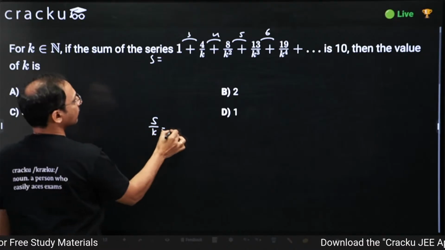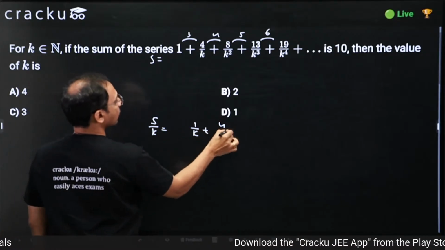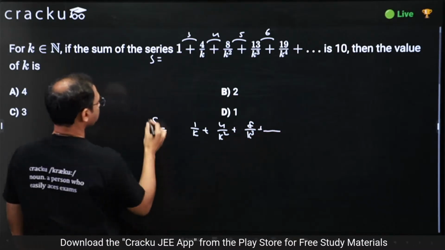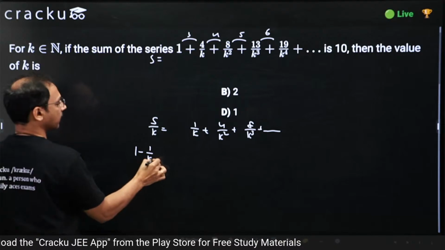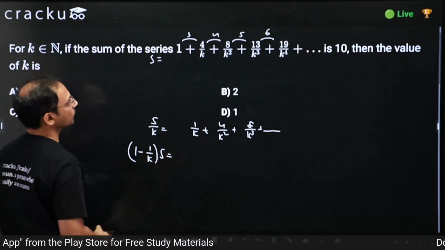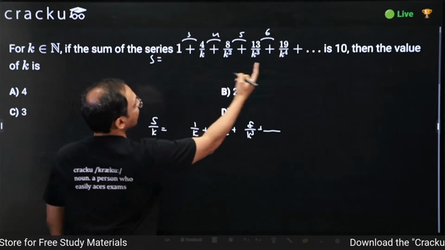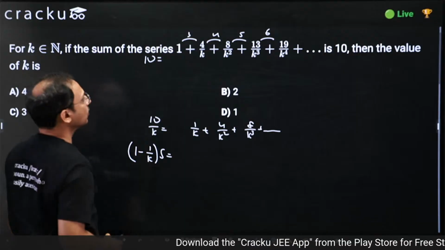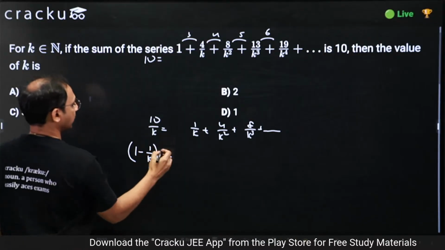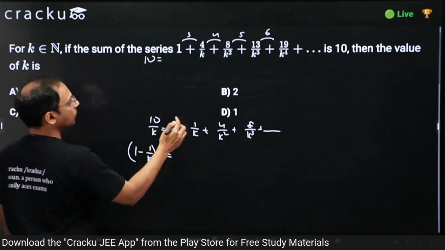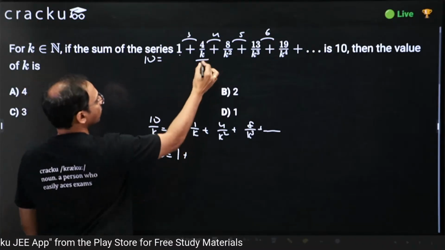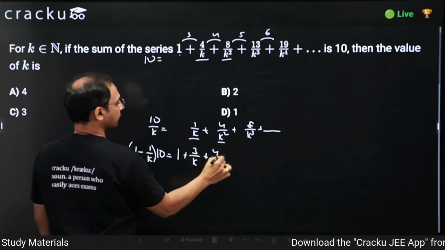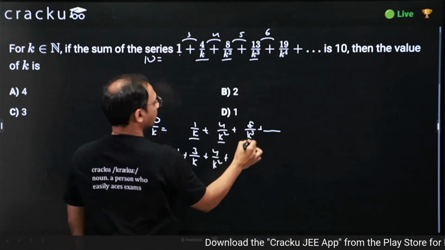So s by k will be 1 by k plus 4 by k square plus 8 by k cube and so on. When I subtract, I get 1 minus 1 by k into s is equal to, and he's saying this s is 10. So the sum is 10. So we need to find the value of k. So here I'll get 1. 4 by k minus 1 by k is 3 by k. 8 minus 4 is 4. 13 minus 8 is 5.